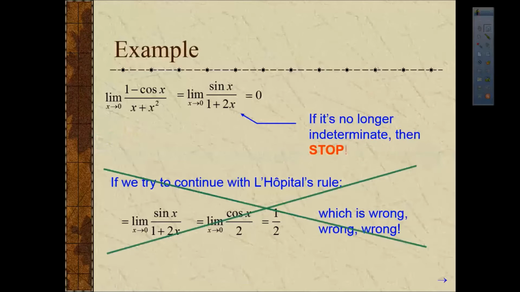So don't continue with L'Hopital's rule after the limit becomes no longer indeterminate. At each stage after you've taken the derivative, make sure you try direct substitution. Try plugging in that 0 for x in both cases, and see if you get something that is an actual answer and not indeterminate anymore.